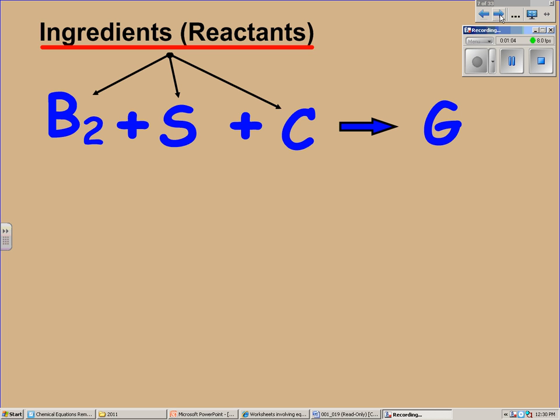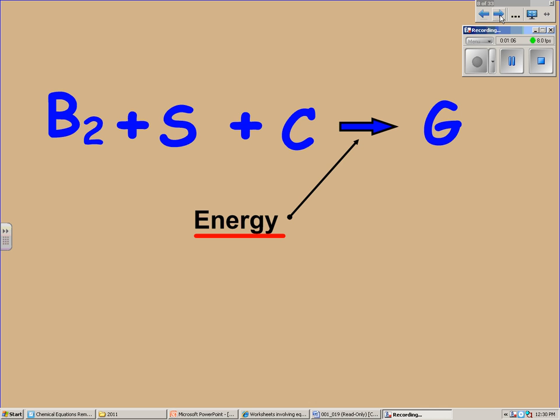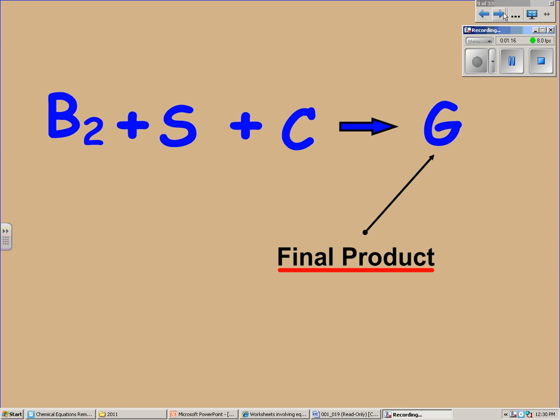The second part of the chemical equation is this arrow here. The arrow represents energy. Sometimes in chemical equations, energy goes in, and sometimes it comes out. And then finally, the stuff on the right-hand side of the arrow is what's made. It's the final product. So you have your reactants, your energy, and then finally your product.